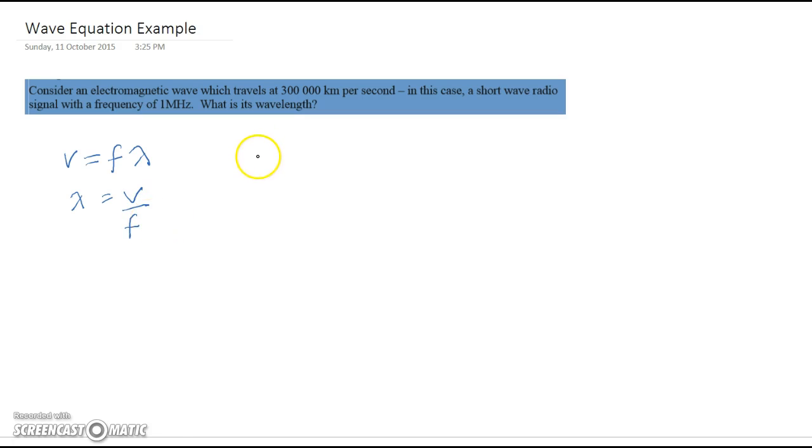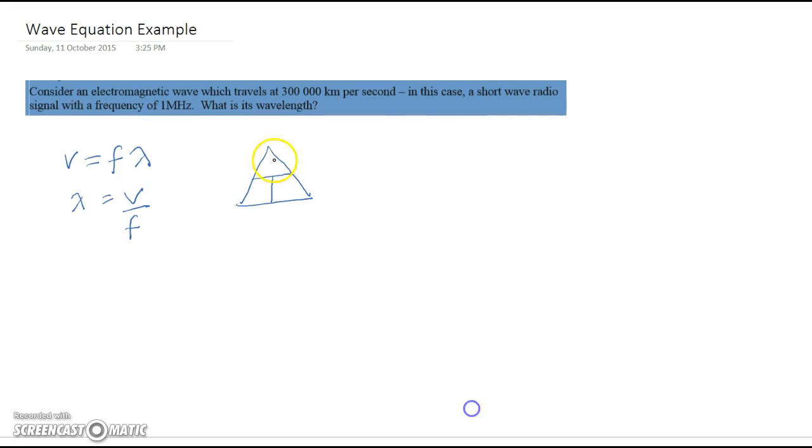The other thing we can do is have a look at our formula triangle. That little triangle, and on the top here we're going to have velocity, and down here we'll have frequency, and over here we'll have lambda. So you can see if we cover up the one we want, so we're wanting to know what is the wavelength. If we cover up wavelength, here we have velocity divided by the frequency, which is what we have over here. So a formula triangle is quite handy.